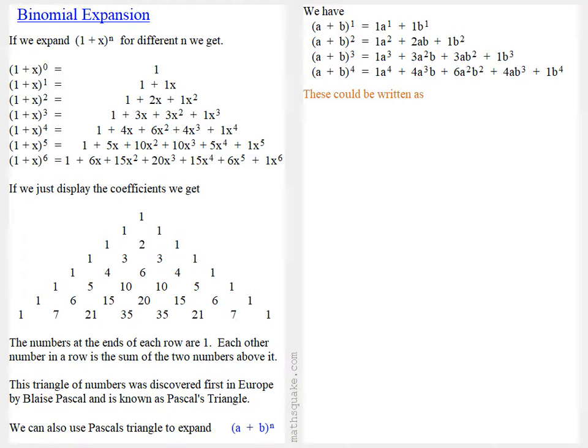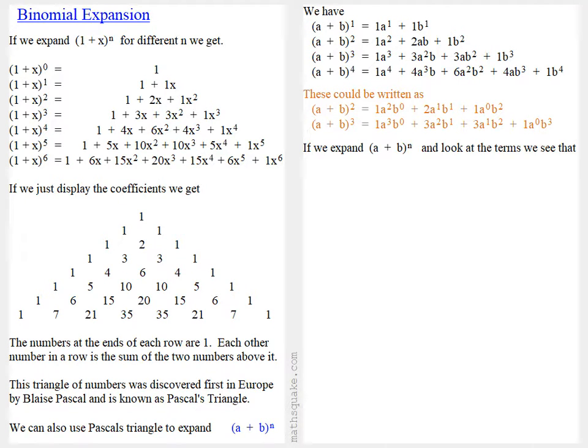These could also be written, for completeness' sake, in the form a plus b squared is 1a squared b to the naught plus 2a to the 1 b to the 1 plus 1a to the naught b squared. And a plus b cubed is 1a cubed b to the naught plus 3a squared b to the 1 plus 3a to the 1 b squared plus 1a to the naught b cubed.